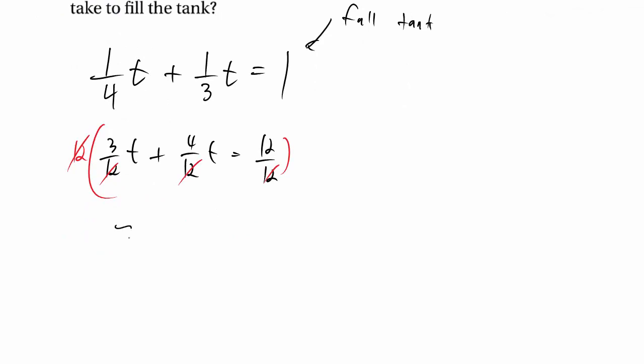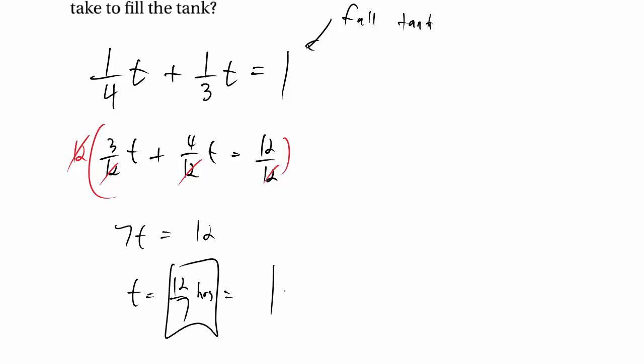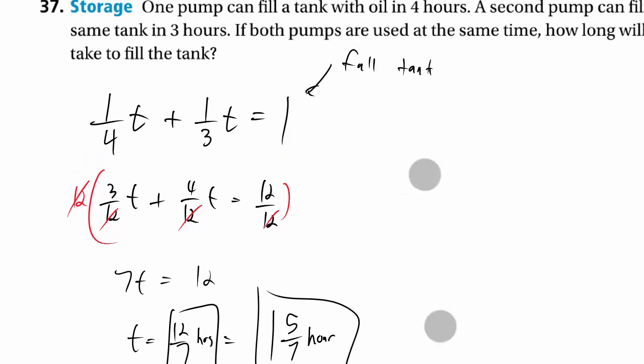So I get 7t is equal to 12, and so t is equal to 12 over 7, or 12 over 7 hours. That's fine to leave as an improper fraction, but it makes more sense to write it as a mixed number. So 1 and 5/7 of an hour.